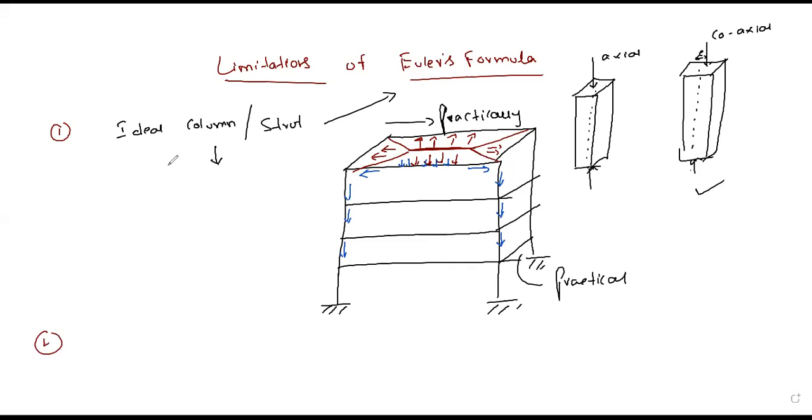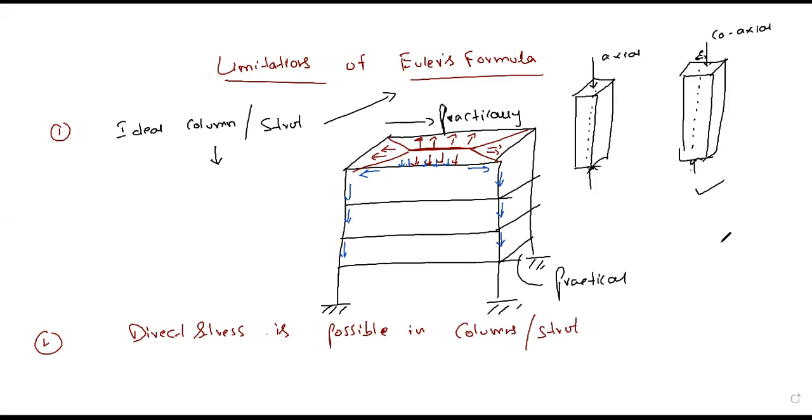The second limitation says that it takes no account of direct stress. I mean to say, it gives a buckling load for struts far in excess of the load which it can withstand under direct compression. So that means direct stress is possible in columns and struts. What do you mean by direct stress?